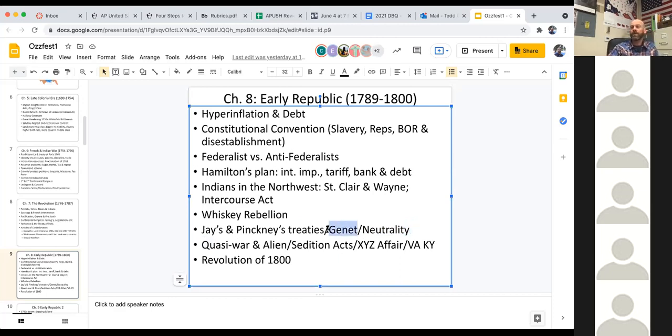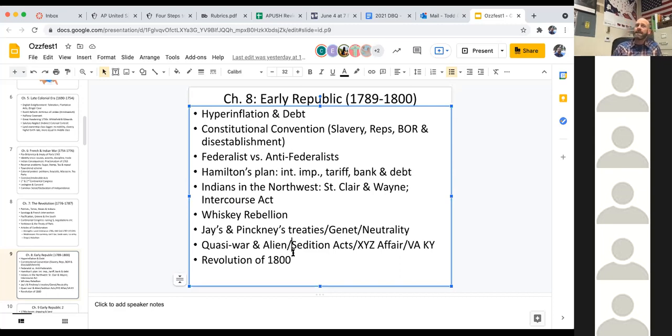Ambassador Genet showed up in 1793 in Philadelphia to ask for our help. And Washington said, no, we're not going to help you. We're going to proclaim neutrality. Stay out. So now France will turn on us and start the quasi-war. They will seize American ships all over the oceans, all over the world. They took some $300 million worth of cargo, abused a lot of American sailors, kidnapped them, doing all kinds of bad stuff. So Adams, the new president, by this time has had enough of this.